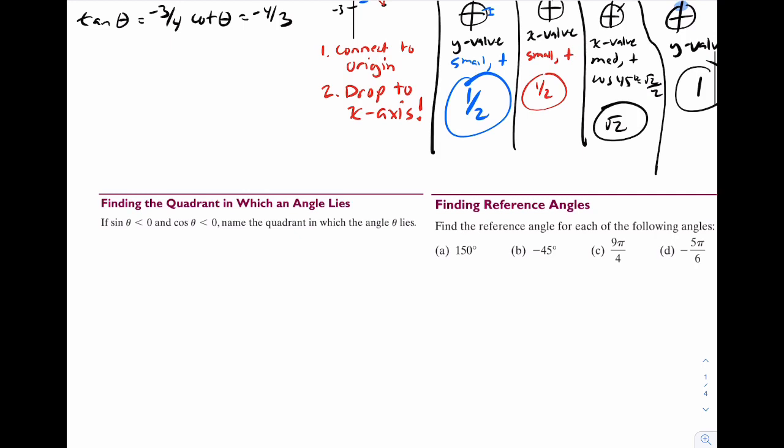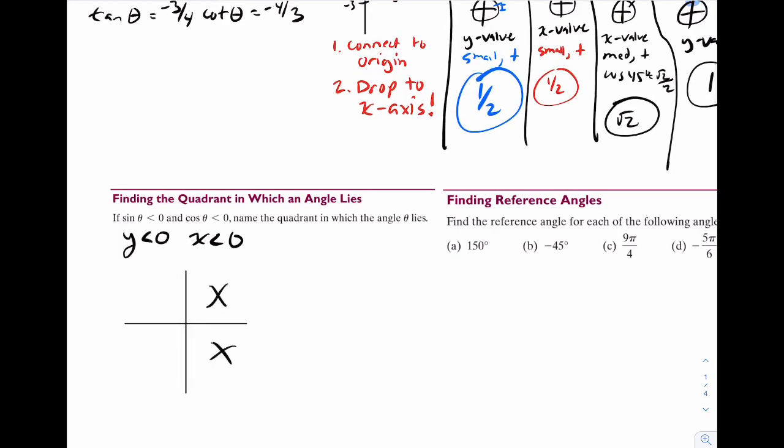Next example. Find the quadrant in which angle theta lies. So if sine theta is less than 0, what I want you to do is think sine corresponds to y. So y is less than 0. Cosine corresponds to x. So x is less than 0. So let's draw this out. If they're both negative, well, think about it. It can't be quadrant 1, 4, or 2. Got to be quadrant 3. That's the only quadrant where they're both negative. So it seems pretty straightforward.